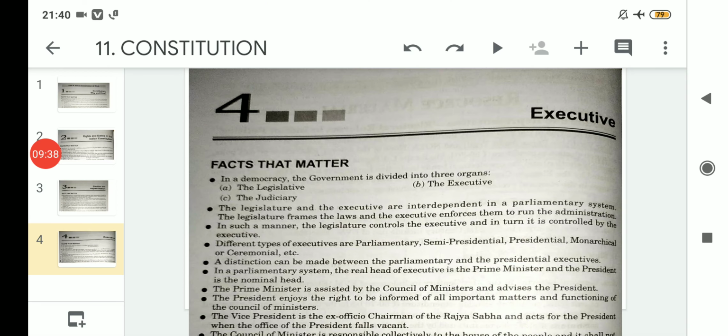So with this, I will wind up today's topic related to the discussions of important points from the chapter executive. So make a note of all these important points in your copy.